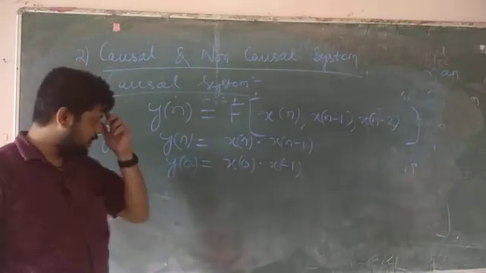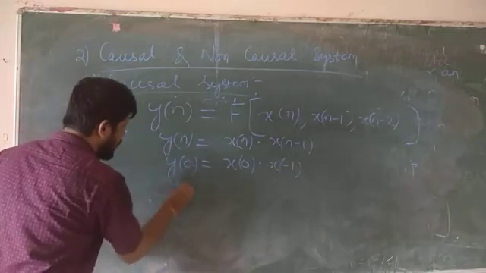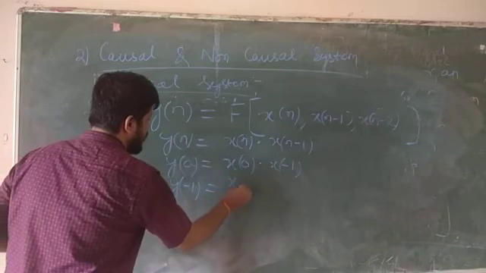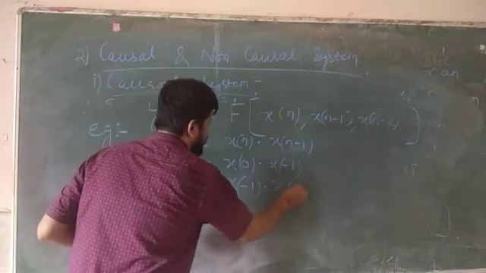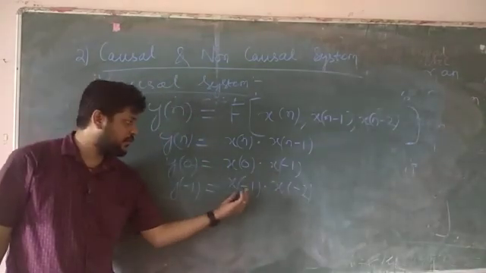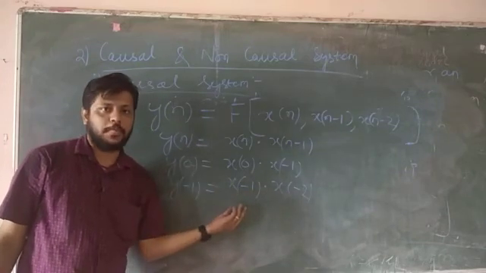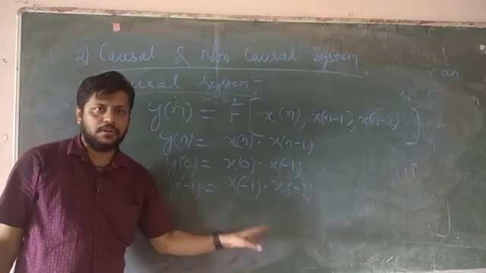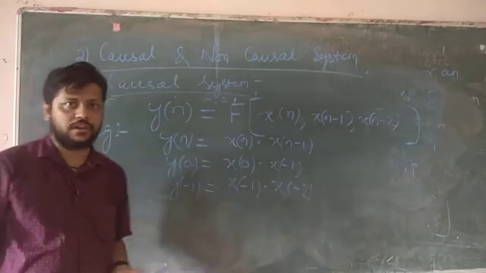So for example, if I take n value as minus 1, I want to check how it depends on. So y of minus 1 is x of minus 1 into x of minus 2. So always this output at any instant depends on the past value of input as well as the present value of input. If it depends only on present input or only on past inputs, then also the system is a causal system.